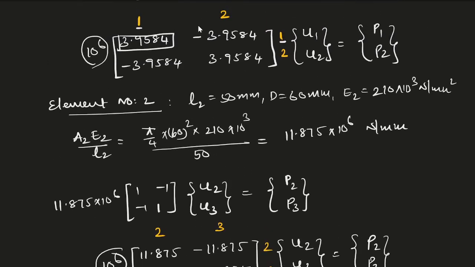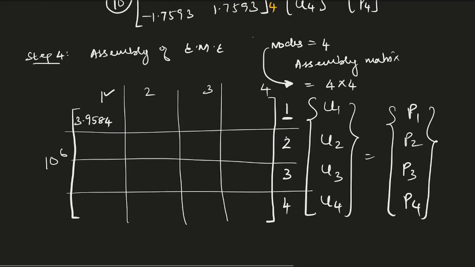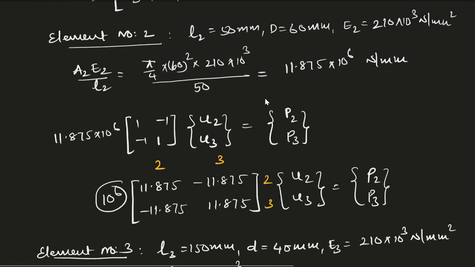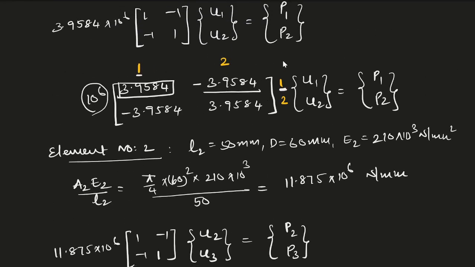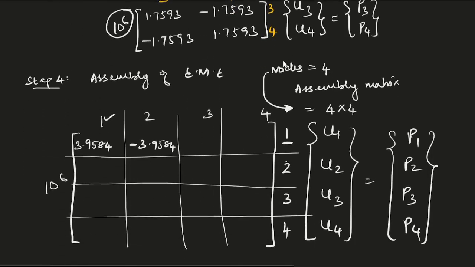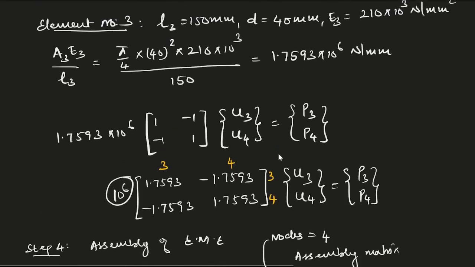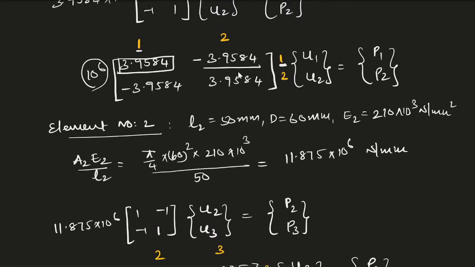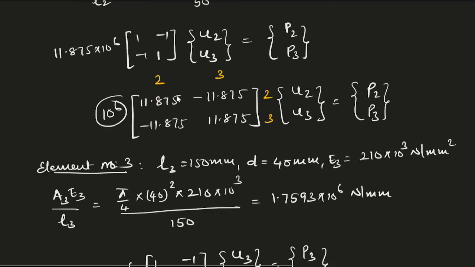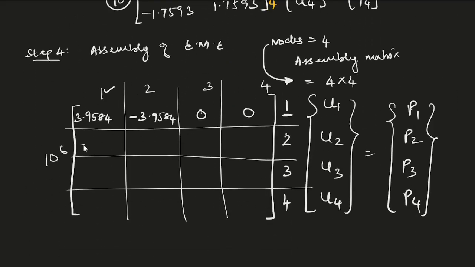First row, second column: this is minus the value of the first one, so minus 3.9584. Then we check for 1 comma 3. There is no 1 3, so 1 comma 3 and 1 comma 4 will become 0. We don't have any value, so it will become 0, 0. Now second row, first column: this is minus 3.9584.